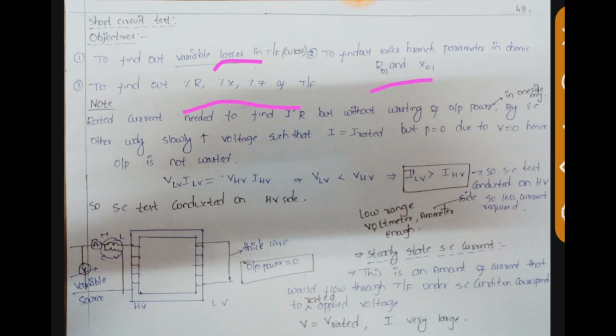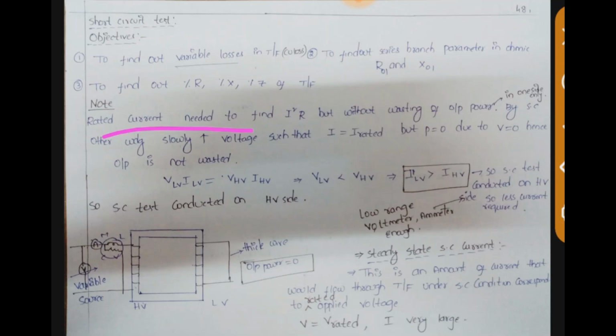This is a very important and conceptual topic. Listen carefully. Here rated current is needed to find I square R, but without wasting the output power. In this test, we need to find the variable losses in the transformer. So you need the rated current here, because for copper loss, you need to find the maximum value of copper loss at rated load. You need current, but your aim is also not to waste the output.